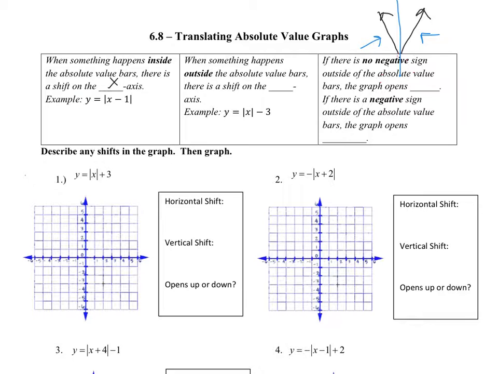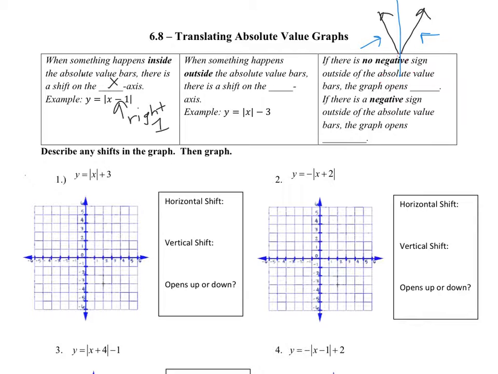So this is y equals the absolute value of x minus 1, and what you're actually doing is you're shifting. This one is going to be right 1. It's kind of opposite of what you would think it would be. If it was x minus 1, you would think it would be x plus 1, but you can make a table of values and see why that happens on your own.